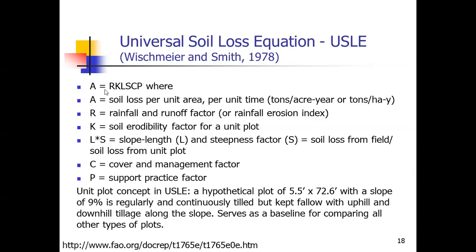What is A equal to? A is equal to R times K times L times S times C times E. So let's go through each one of these parameters. R is equal to the rainfall and runoff factor. Let me show you what that means.